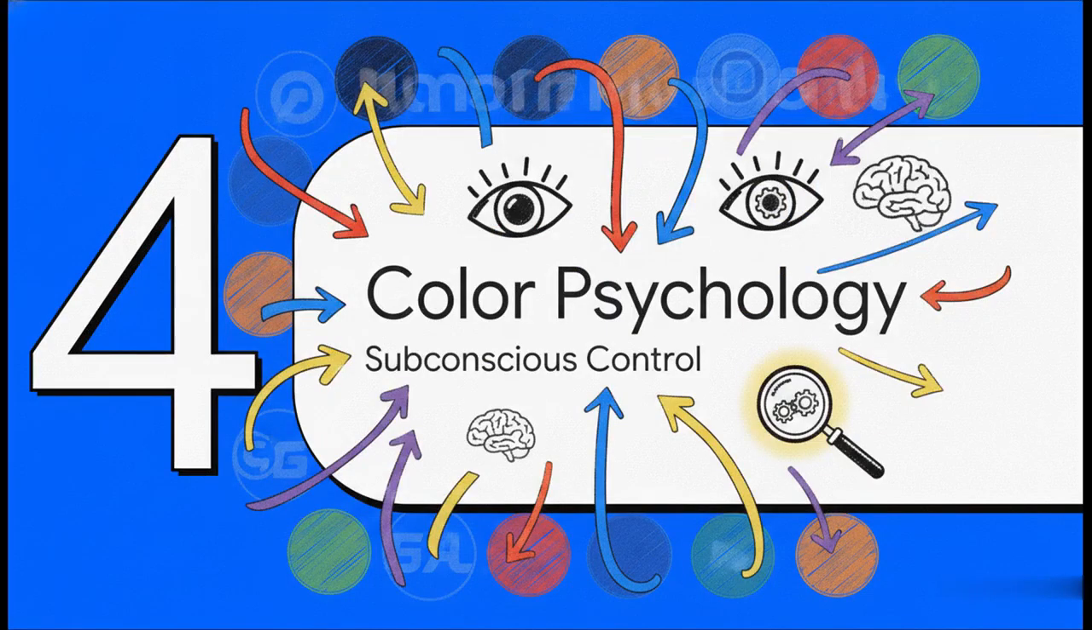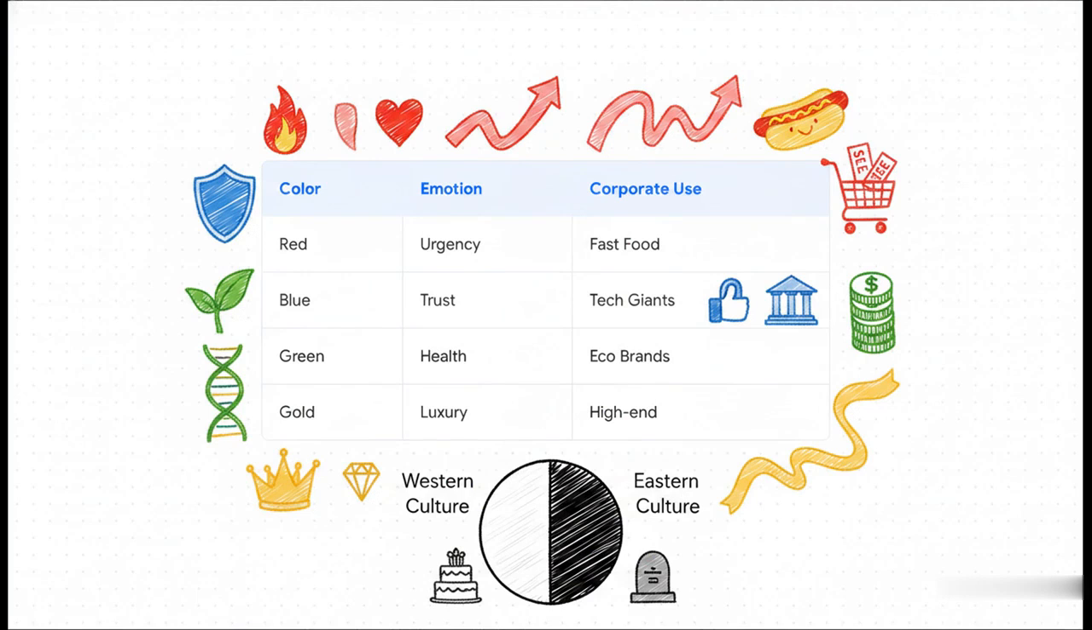Section 4. Subconscious Color Psychology. Subconscious Control. Okay, prepare for a bit of a thrilling revelation here, because corporate giants use these specific colors to subtly manipulate our daily decisions. You are literally being influenced before you even read a single word.